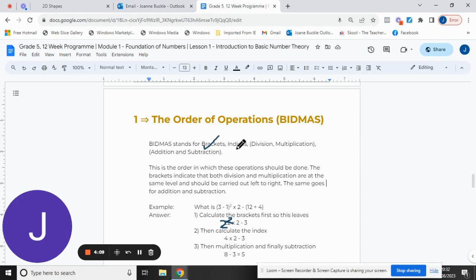So the indices is the same as the powers. So something that's being squared is a power. 2 squared is the thing I would do next. And 2 squared is 4. So we're then doing 4 multiplied by 2 subtract 3.